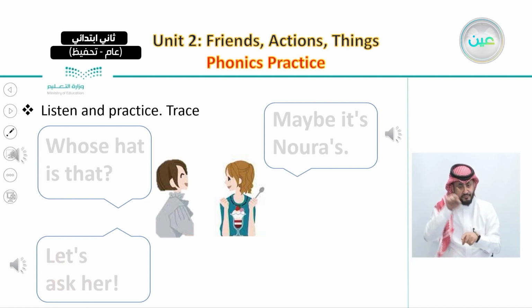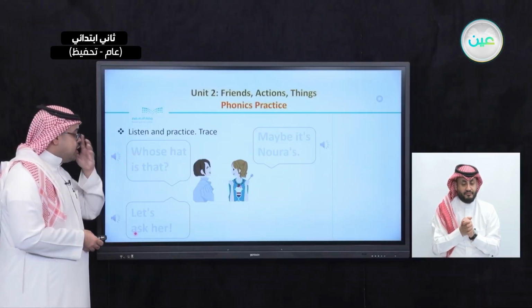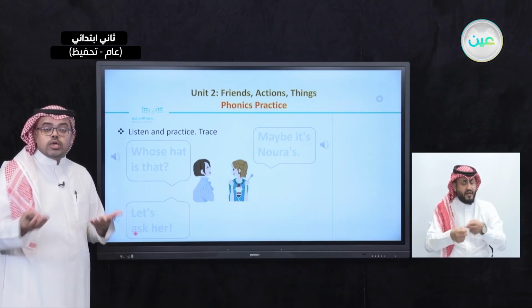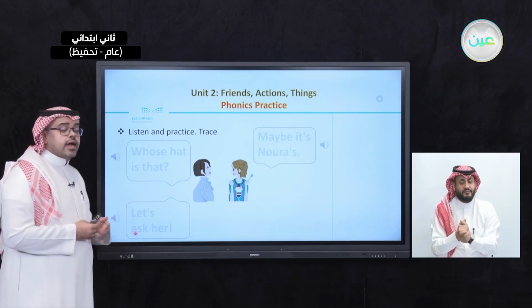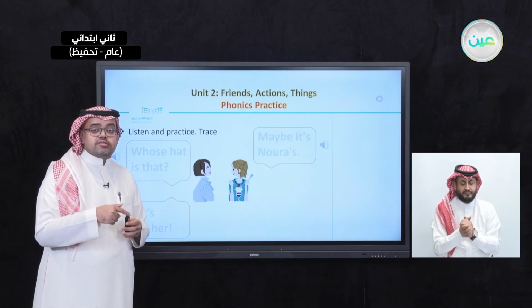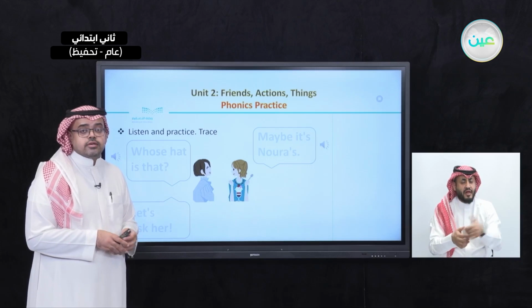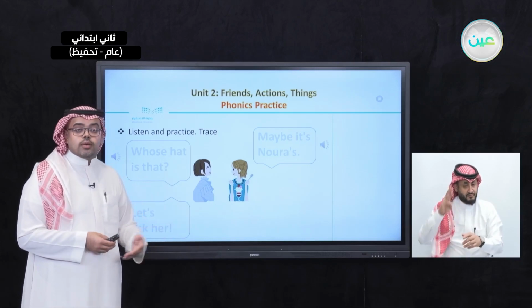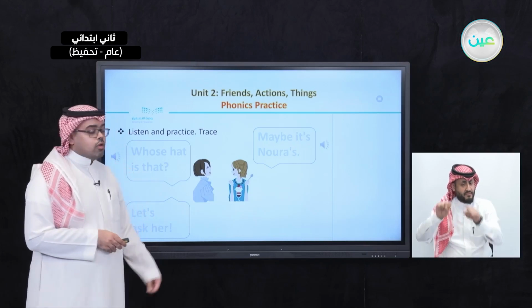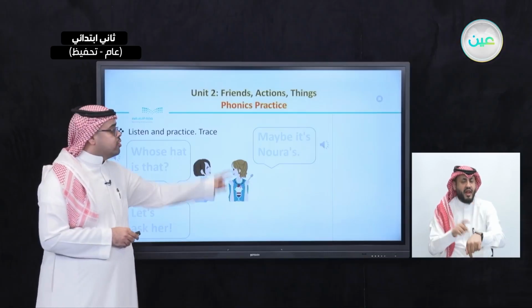So, in this conversation, we have listened to the question that we used all the time in our practice, which is, whose is that? And we learned that we can use this question by asking about any item we have and who this item belongs to. Whose pen is that? Whose TV is that? And whose pointer is that? And we said that when we want to talk about a person's name, we add 's to the name. Now, we did listen, we did practice, we repeated, and now it is time for tracing.